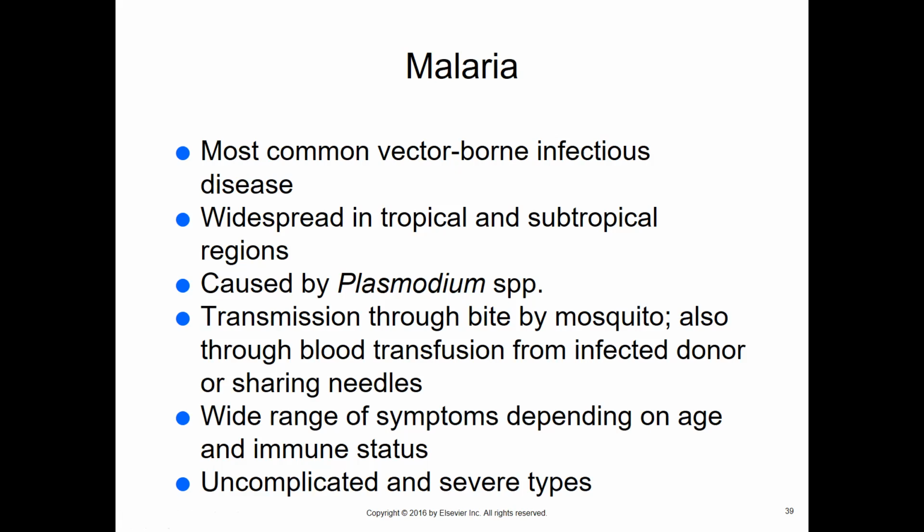So malaria is the most common vector-borne disease spread worldwide, caused by those four species of the genus Plasmodium. The vector is the female Anopheles mosquito. Humans get infected through that mosquito bite, but also through transfusion or shared needles.